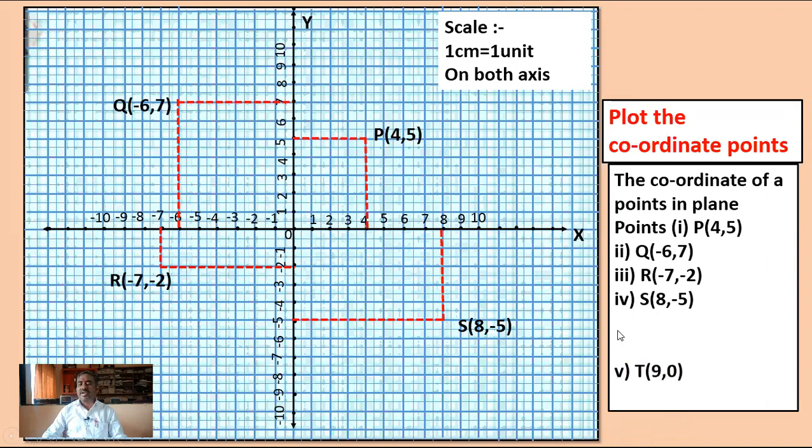Next point is T, 9, 0. X coordinate is 9 and y coordinate is 0. Therefore, this point T, y coordinate 0, lies on the x axis.